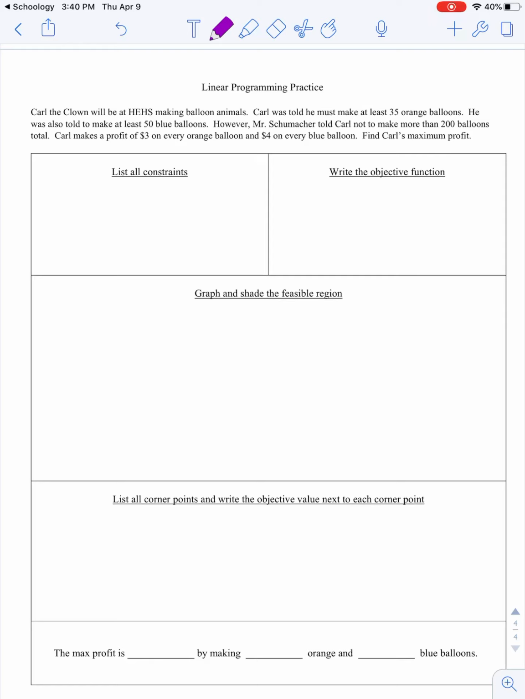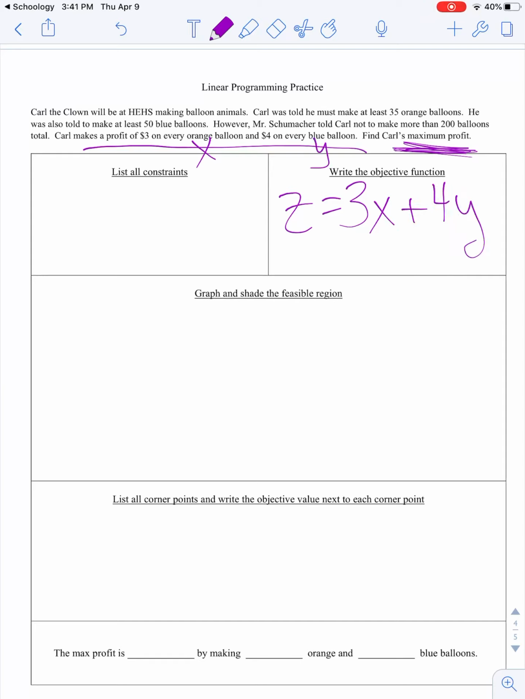If you remember, we always want to get that objective function first. And I always say, show me the money. Where is the money? That's going to be our objective function, because what are we doing? We're maximizing profit. We're maximizing our money. So we're going to do $3 for every orange. So X is going to be my orange balloons, the number of orange balloons I get. And Y is going to be the number of blue balloons I get. I always write the objective function first.